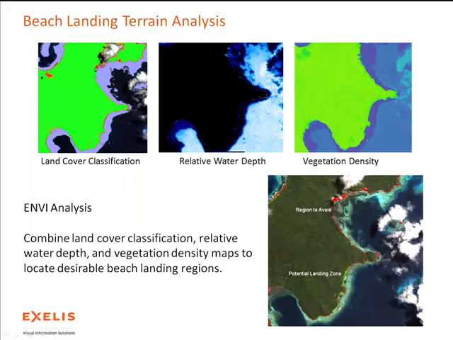In this analysis, we will generate 3 different types of results, including land cover classification, relative water depth, and vegetation density, and then use the decision tree tool in ENVI to take these 3 different data types together and combine them to locate desirable beach landing regions.